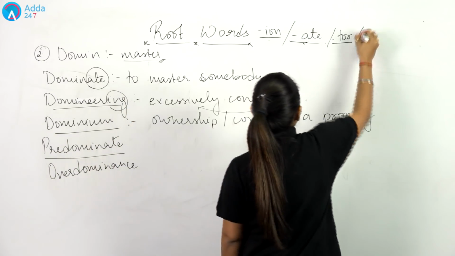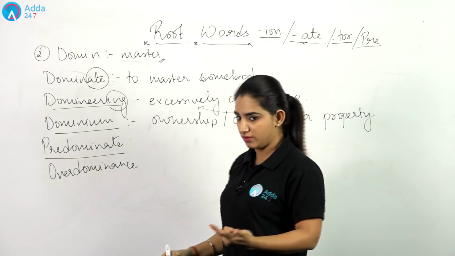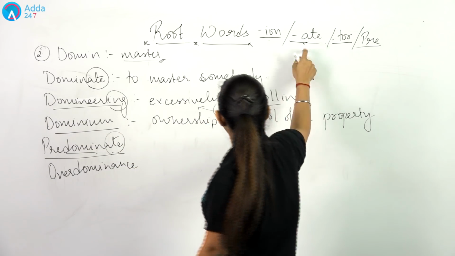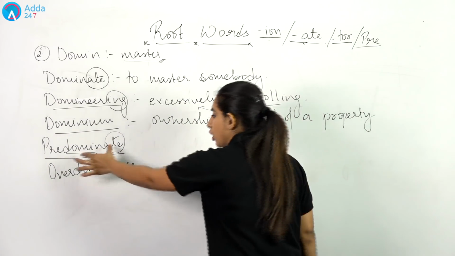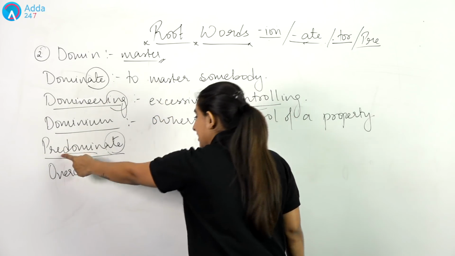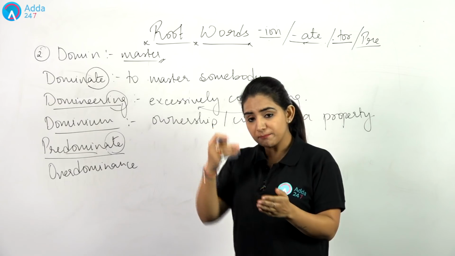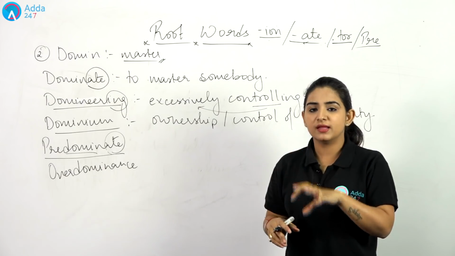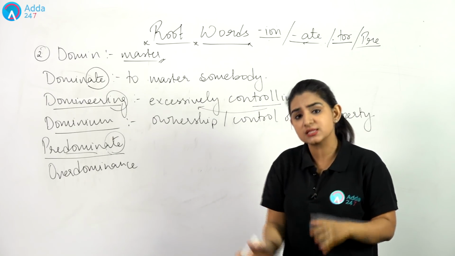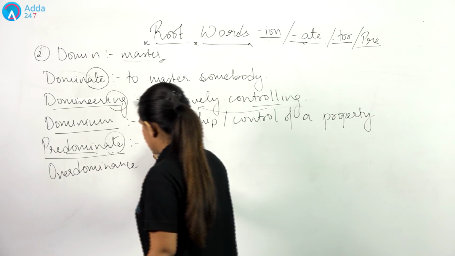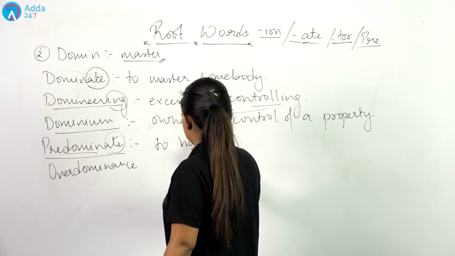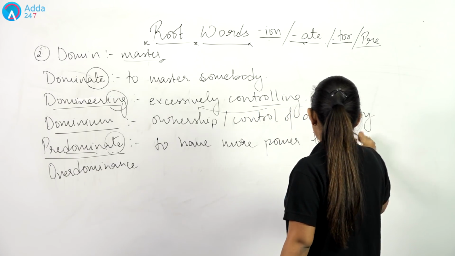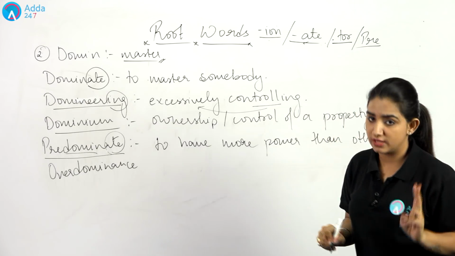Next is predominate. As I told you, there's a word called pre, and this means before. And domin means to master. Ate means verb. Dominate means to master somebody. Pre means before. That means if somebody gets a power, you get it before them. If you get the power before somebody and before everybody else, that is what we mean by predominate. That means to have more power than others and before them, right?